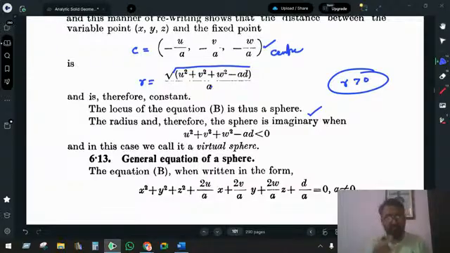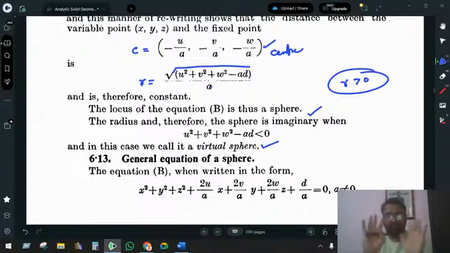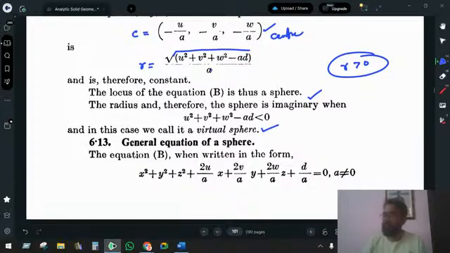Of course, that is a sphere, but we can't see it in two dimensions. In this case, we call it a virtual sphere. Virtual sphere means a sphere, but not on the paper, not on the three-dimensional image. It will not be visible. So that is your virtual sphere.